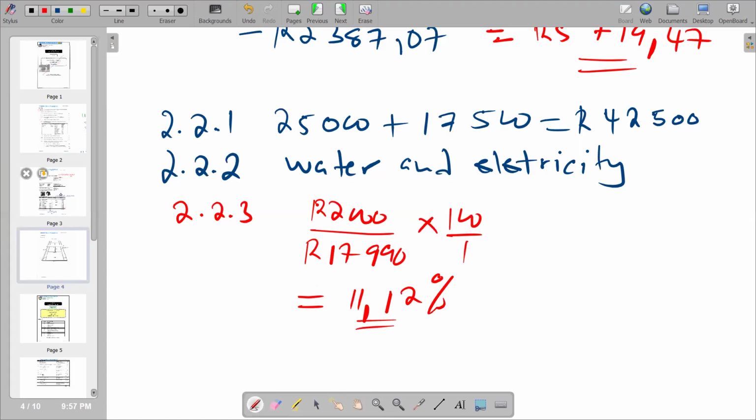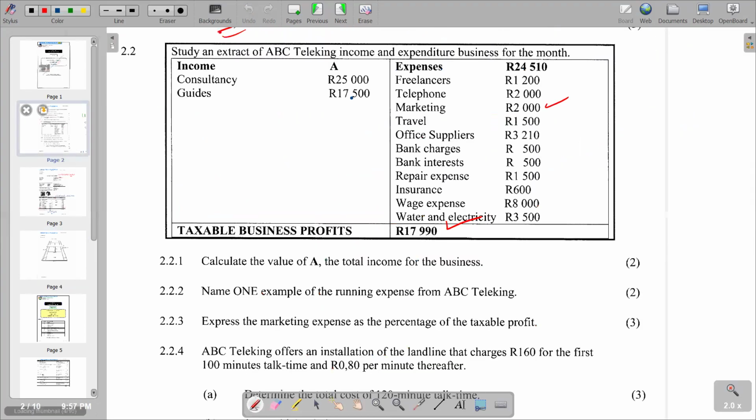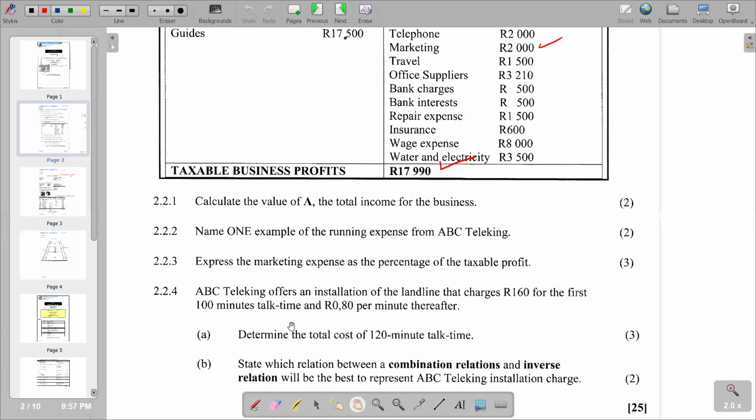And we can go to the next part of our question, which reads: ABC Telecom offers an installation of the landline that charges 160 rands for the first 100 minutes of talk time, and 80 cents per minute thereafter. Then part A is saying determine the total cost of 120 minutes of talk. But we are told that we have 160 rands representing the first 100 minutes.